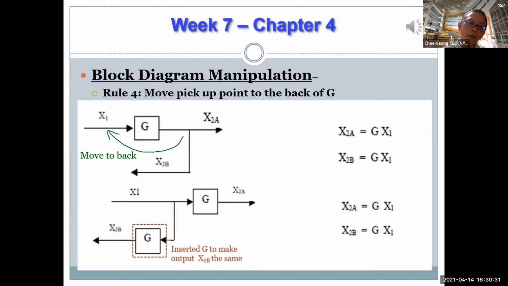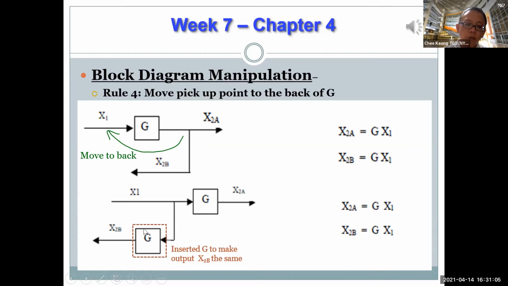Now, again, just now we were moving summing points, right? But now we are moving the pickup point, right? Pickup point basically originally is like that. X2a will be X1 times G, right? Now, then X1 will be also X1 times G because it's just equal to X2a, right? So basically, this is the original situation and original output. Now, if you move this without adding a G, then you would have 1 G lesser. That means X1 will go to X2a. So basically, there's no G here.